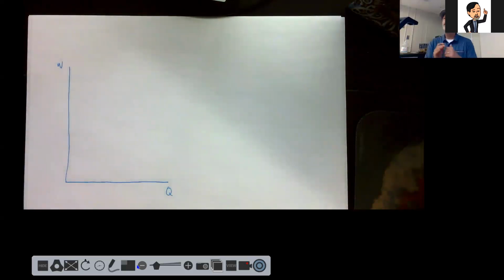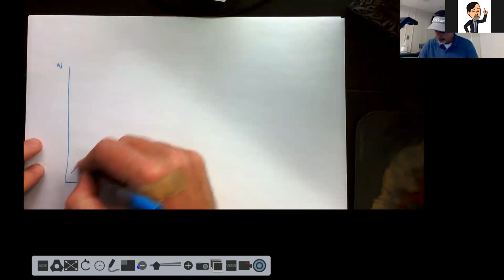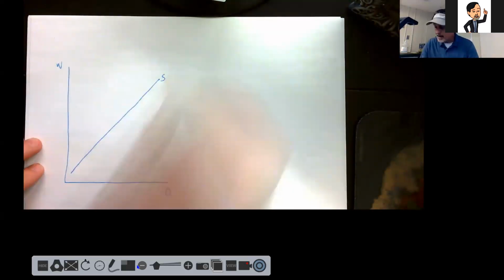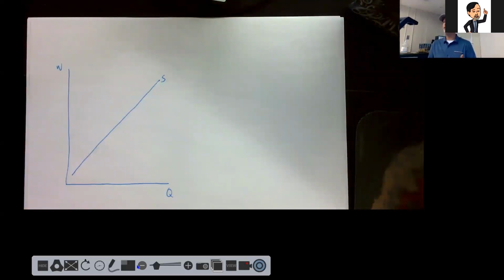All right. So as you raise the wage rate, you get more people who are interested in working. Does that make sense for everybody? Okay. So our supply curve of labor is an upsloping line.